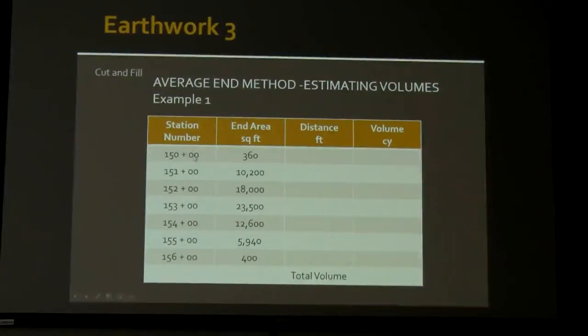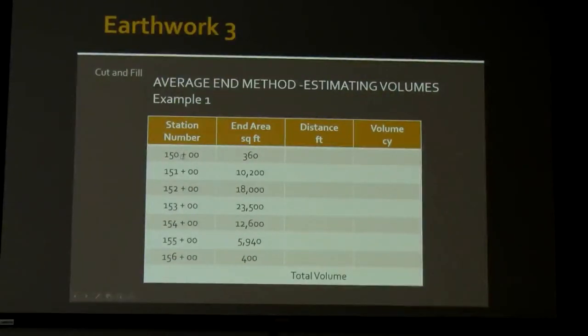So that would be 100 divided by 27 times 360 over 2 plus 10,200 plus 18,000 plus 23,500 plus 12,600 plus 5,940 plus 400 over 2. We can do that. But you will encounter cases where the distances between the station numbers actually used in the calculations may not be equal to 100 feet, or even equal 150 or 200 feet. It's going to be variable.